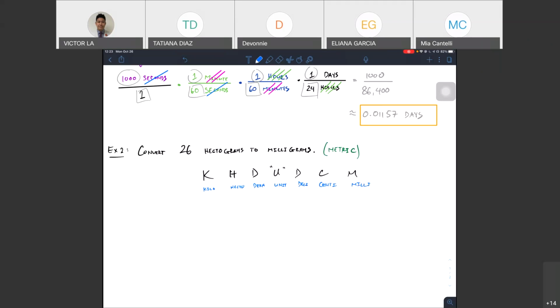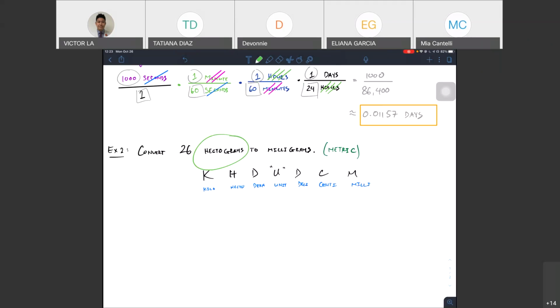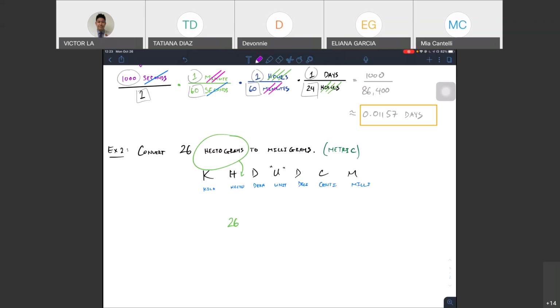So how do you do this again, right? Well, you find where you start. So that's right here, 26 hectograms. And you want to go to milligrams. So you want to be able to move, and this is why that unit portion in the middle is important, because it counts as a space, right? You have to move one, not 2, not 3, not 4, but 5 decimal places.